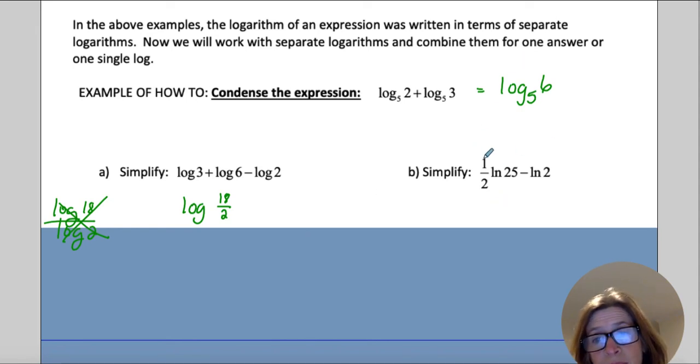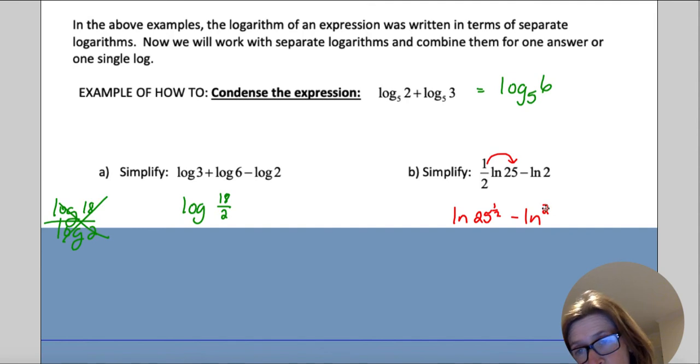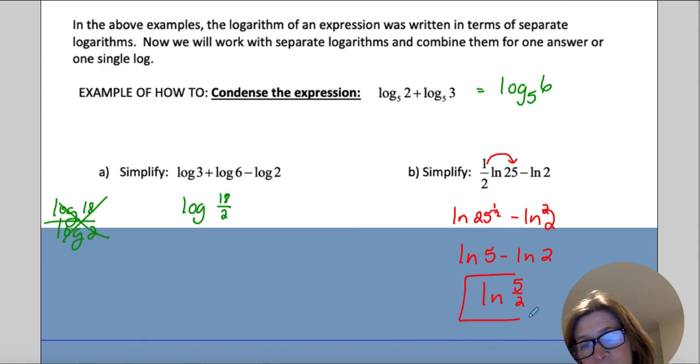All right, this next one, I switched to ln here. Oh, there's that ln. See, it looks like the word in. Be careful. Remember, it means the natural log. So I can bring that 1/2 up. That's going to be ln 25 to the 1/2 minus ln 2. 25 to the 1/2 is the square root of 25, which is 5. So ln 5 minus ln 2, which means ln 5 over 2. Okay? All right, I want you to try the next couple examples, C and D. We'll go over them in class, see if you got it.